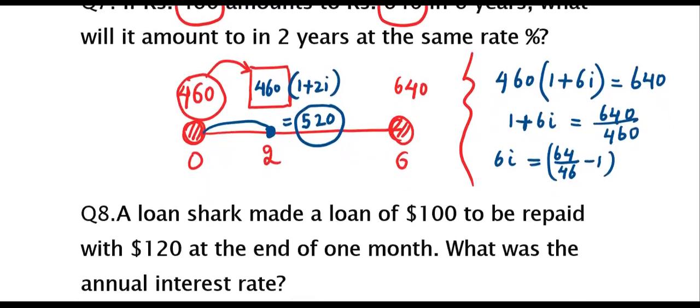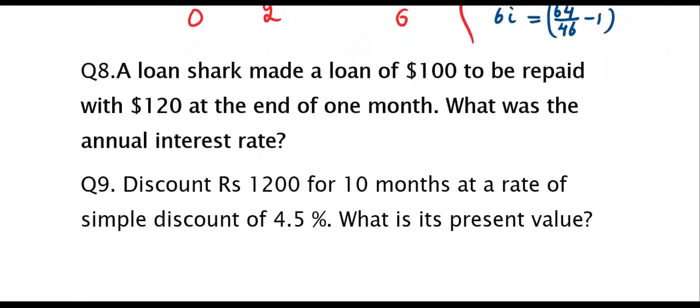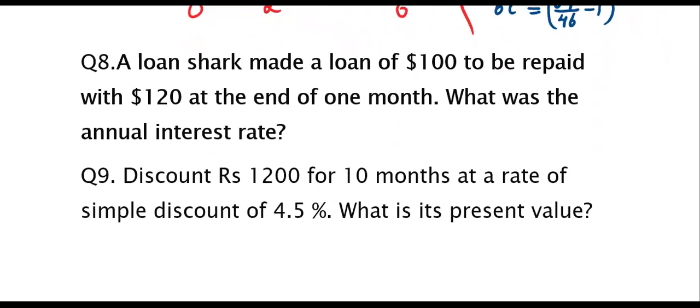Let's proceed further. There are two questions here. This is a loan of 100 to be repaid with 120 at the end of 1 month. What was the annual interest rate? It's simple. So 100, 120 here. But it's not 1 year. If it's 1 year, you can say 20. It's 1 month. After 1 month, you got 20 extra. So if you get 20 extra in 1 month, 20 is the interest rate per month.